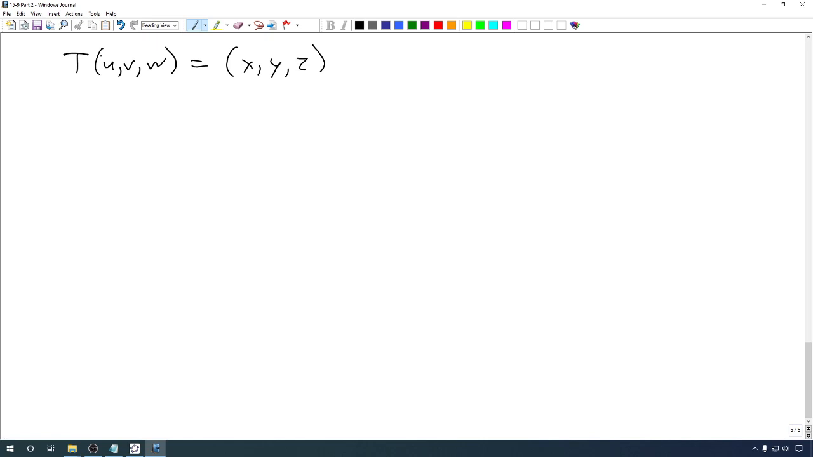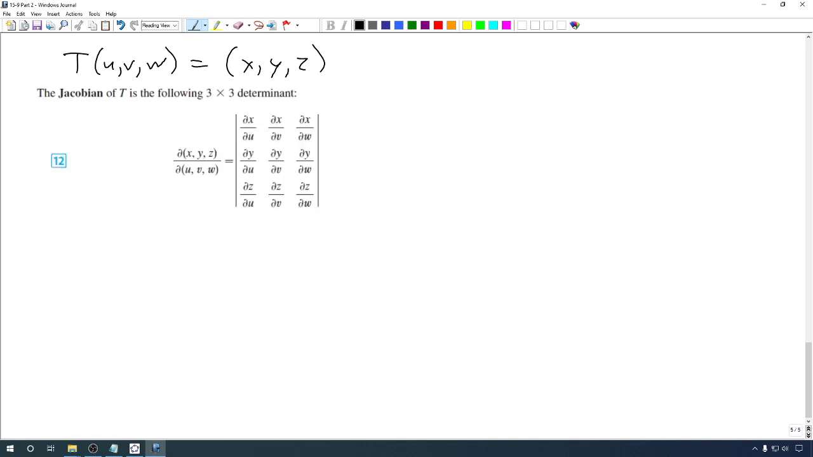X, y, and z are functions of u, v, and w. And we can define the Jacobian of this transformation, again, as a determinant of all the first partial derivatives of x, y, and z with respect to u, v, and w. Of course, there are 9 of them. So we have this 3x3 determinant, and you really cannot avoid using determinants here.